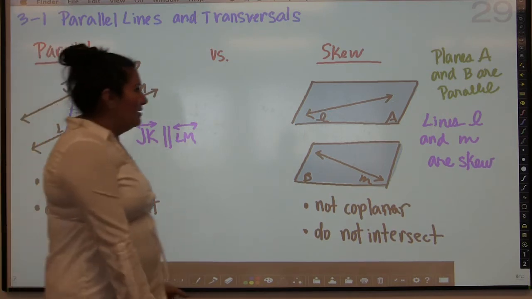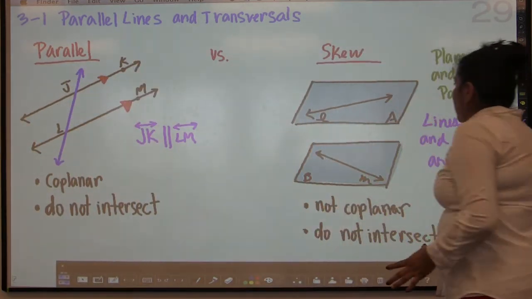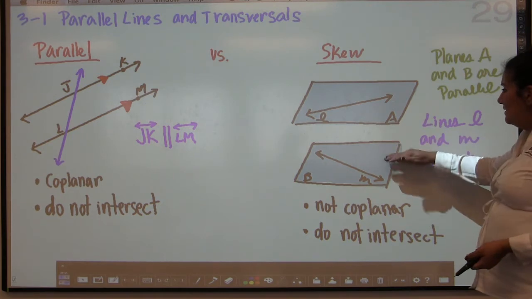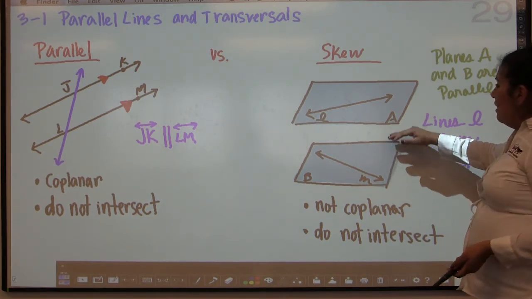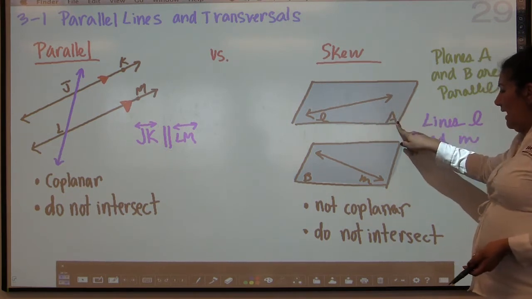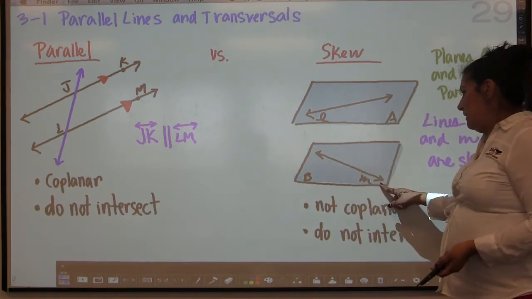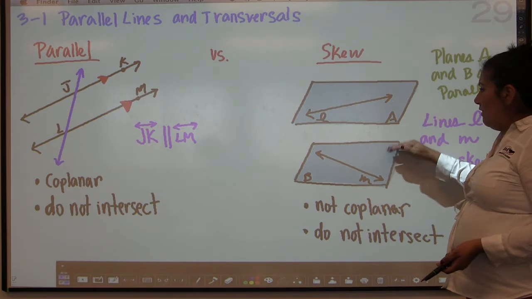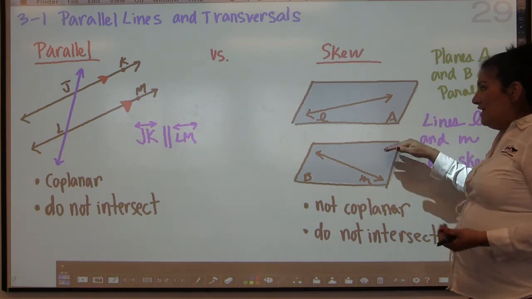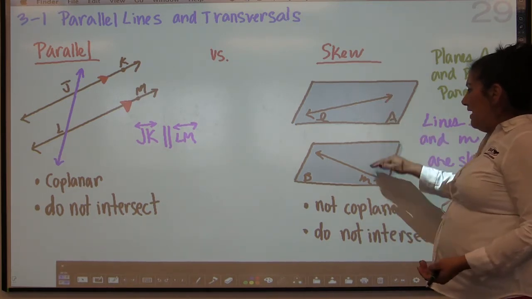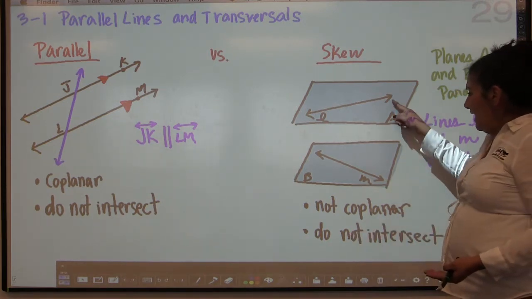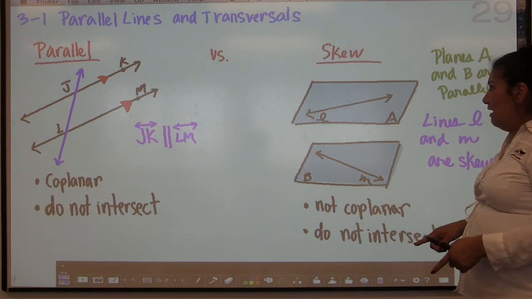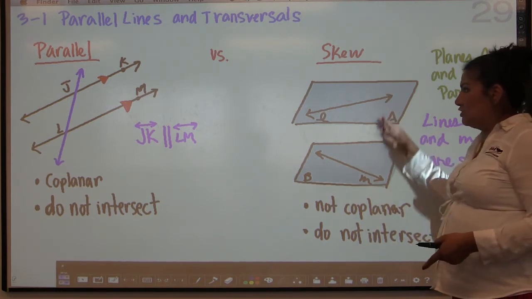So my intent over here with skew lines is to draw two planes. Obviously it's hard to do when you're only on two dimensions. But this line, line L, is on plane A, and line M is on plane B. And so you have these two parallel planes, and because the two planes will never touch, then the two lines that are on the planes will never touch, so they never intersect. But line L and line M are not on the same plane, so they would be considered skew lines.